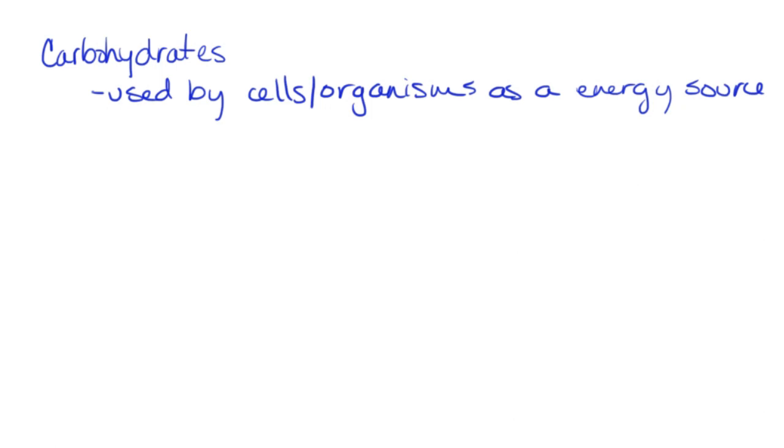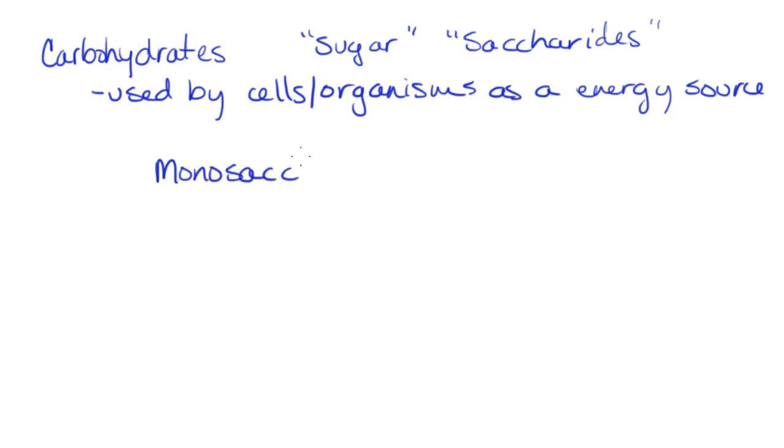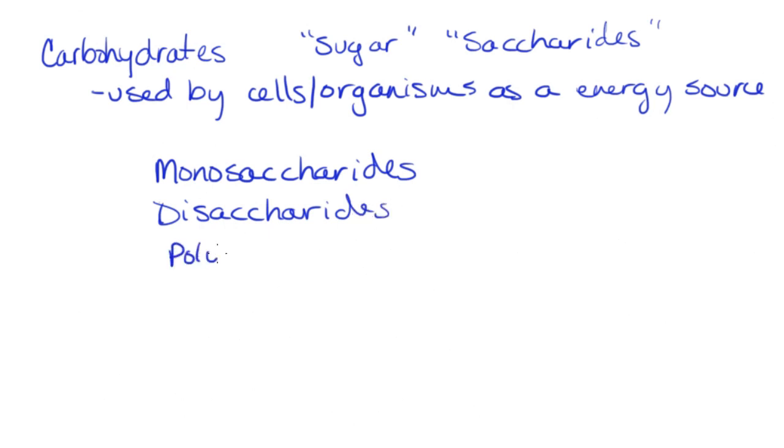Some other terms that we could use for carbohydrates: sugars is very often used, so that's kind of a layman's term for carbohydrates, and saccharides is another one. Those all pretty much mean the same thing, and we'll specifically use the term carbohydrate. Now, when we start talking about carbohydrates, they come in three different forms. These can come as monosaccharides. We can have disaccharides. And then there's also polysaccharides.